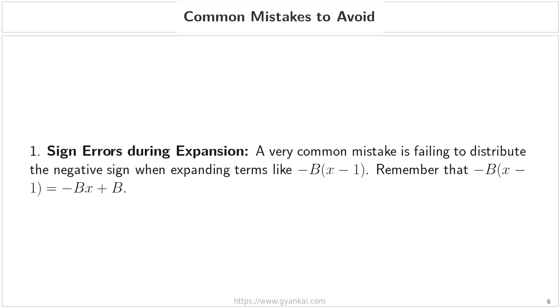1. Sign errors during expansion. This is extremely common. When you're multiplying out terms with negative signs, it's easy to make a mistake. For example, if you have negative b multiplied by the quantity x minus 1, remember to distribute that negative sign correctly. So, negative b times x minus 1 becomes negative bx plus b. Don't just write negative b times x as negative bx and then forget about the negative b times negative 1.